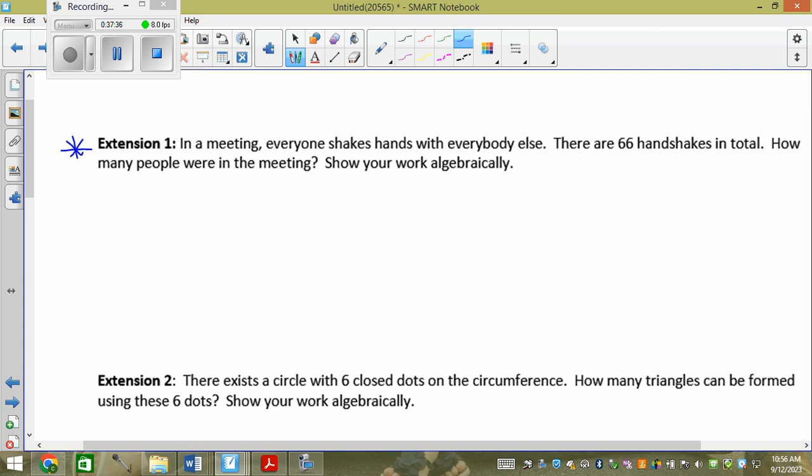So, in a meeting, everyone shakes hands. When you shake hands, that is 2 people shaking hands at a time. It's really awkward if it's less, because there's no one there. It's also really awkward if it's more, because 3 or 4, what are you doing? Now here it says there are 66 handshakes total, and I know in elementary school they talk about total and try to tell you how to set up word problems.